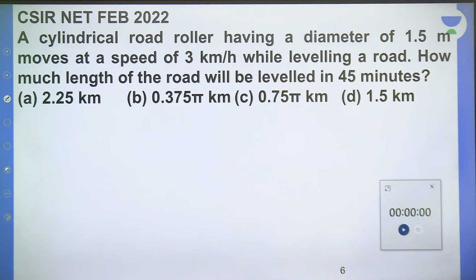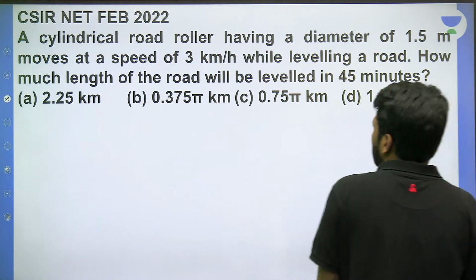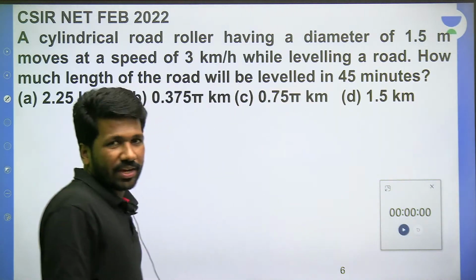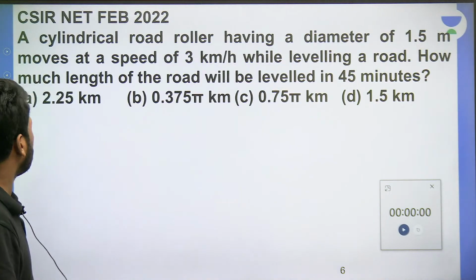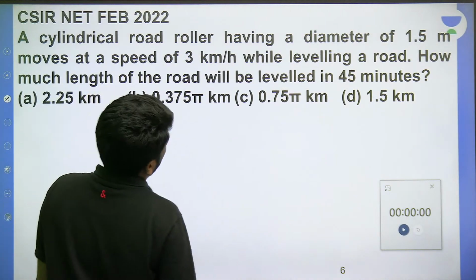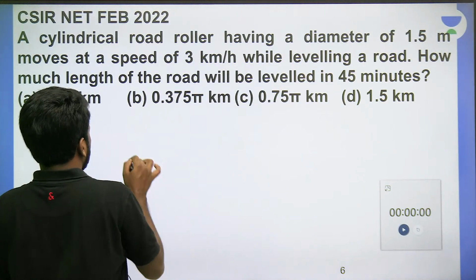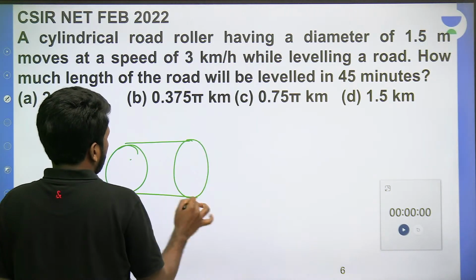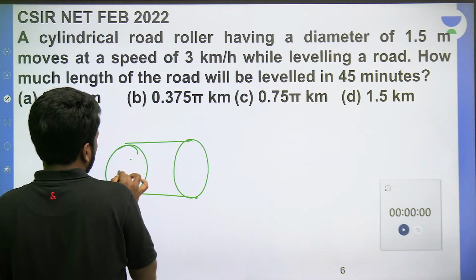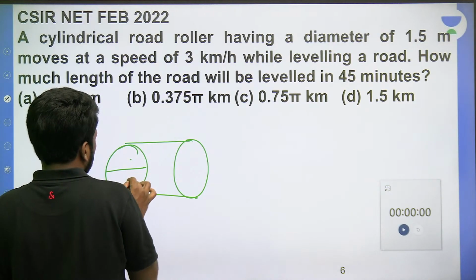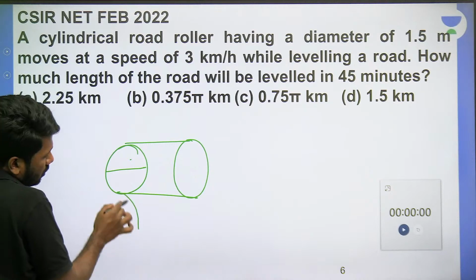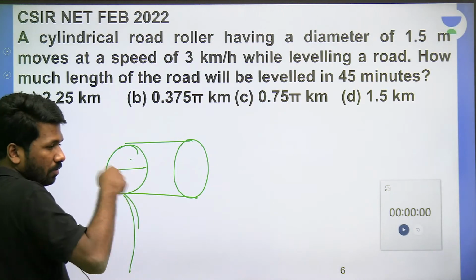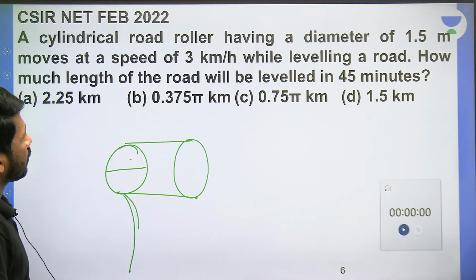So listen very carefully. This is a very interesting question, very simple question, but they have just given dummy or irrelevant data to confuse you. A cylindrical rod roller having a diameter of 1.5 meter. ऐसा एक rod roller है, इसका diameter लिखा है 1.5 meter, मतलब radius is 0.75 meter. So this is leveling this rod like this by rolling it, na?